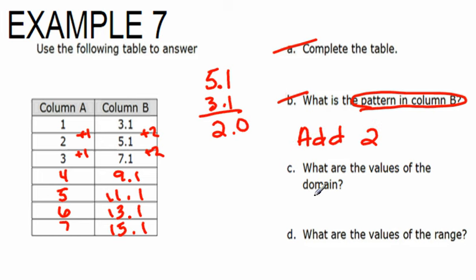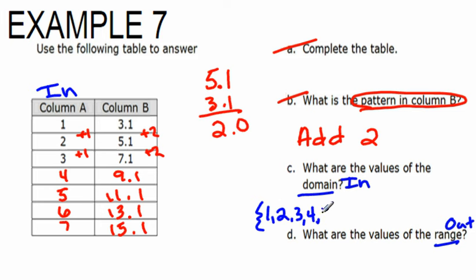The next piece is listing the values of the domain and the range. Domain is always your input, and range is always your output. So for my input, that's going to be my column A, and we are going to list our values from least to greatest. I set it off with a brace here, and so then I just list them 1, 2, 3, 4, 5, 6, and 7.